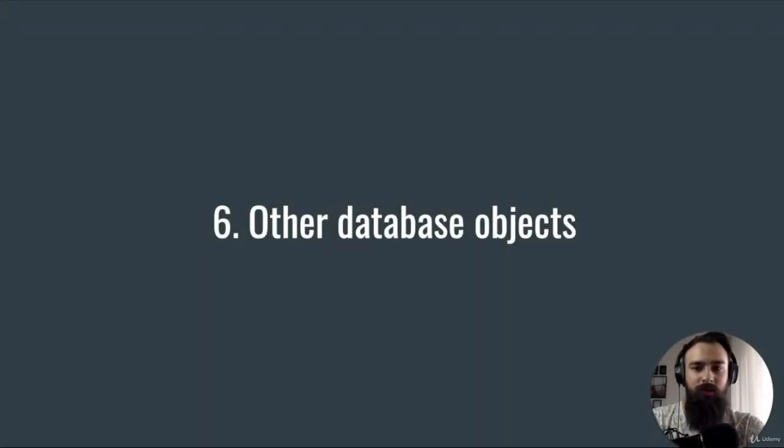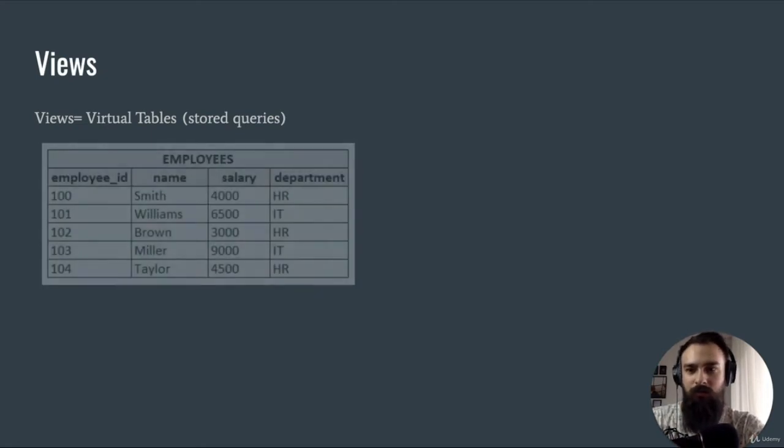In section 6, we are going to talk about other database objects. The first one being the views. What is a view? A view is a virtual table, like a stored query. We can query one or more tables using a select statement, and we can store that select statement as a view.